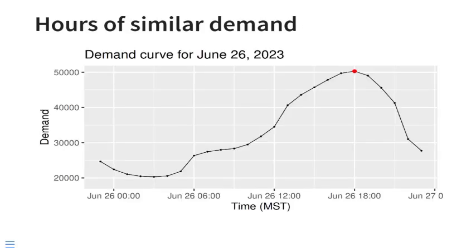We're first going to deal with the concept that hours of similar demand should have similar charges. I'm going to do that by focusing on the peak in June of 2023, and you can see it here. It occurred at 1800 hours on June 26. It's the red dot, and you can see nearby that there are other points that are close to it.